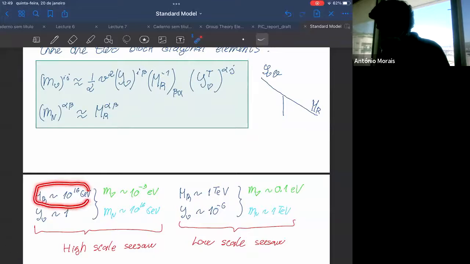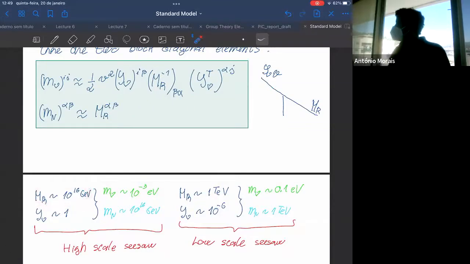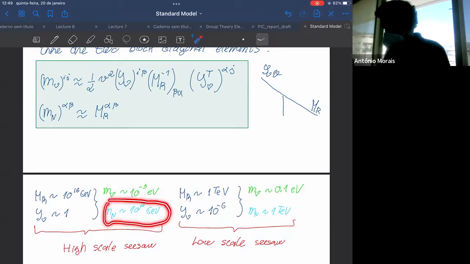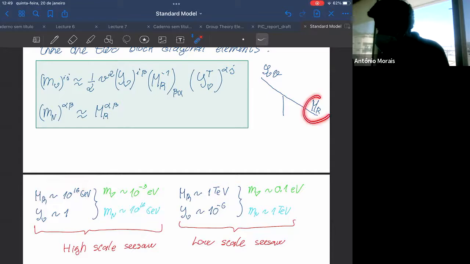Let's say that these neutrinos are of a very high energy scale, 10 to the 16 GeV, and the Yukawa couplings are order one. This is what I was discussing yesterday, Tuesday. For me, this is the natural choice, that the Yukawa couplings are of order unity. Then I would have new heavy neutrinos at this large scale, which would get this mass here.